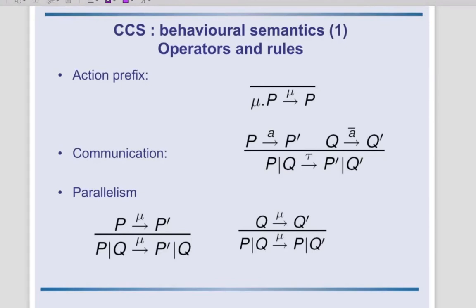Here are the semantic rules, which are split in two slides. On this first slide, we'll see action, communication, and parallelism, and the more advanced features on the next slide. First, action: when you have an action prefix, you can just do the action and you become the rest of the process. So this exactly corresponds to mu.P becomes P labeled by mu. So this is the form of your labeled transition system, if you see what you had before.